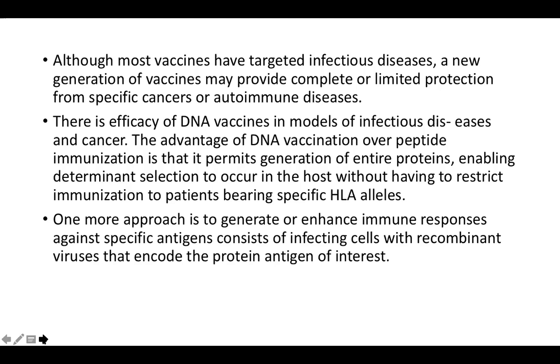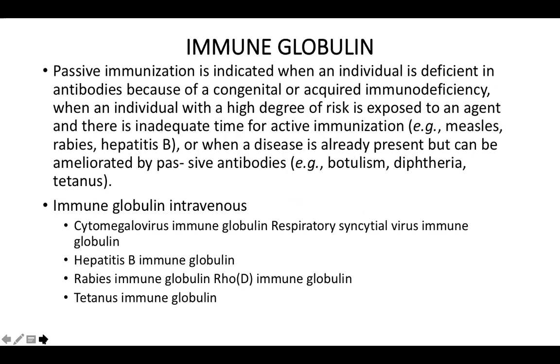The advantage of DNA vaccination or peptide immunization is that it permits the generation of entire proteins, enabling determinant selection to occur in the host without having to restrict immunization to patients bearing HLA alleles. One more approach is to generate or enhance immune responses against specific antigens by infecting cells with recombinant vaccines that encode the protein antigens of interest. Many such vaccines are now already available in the market.